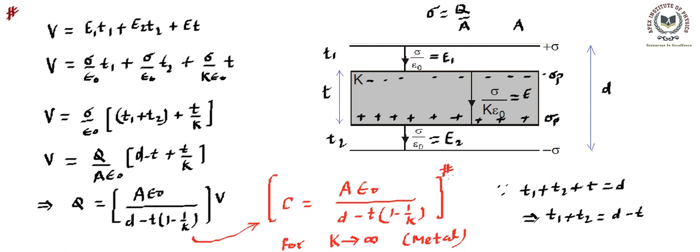What else has to be kept in mind? That the dielectric slab has the same area as the plate. So they have the same area, but the thicknesses are different. So this becomes an important point from the examination point of view. Okay.